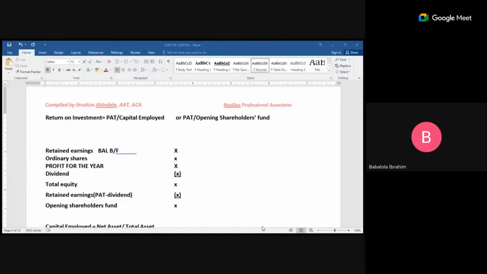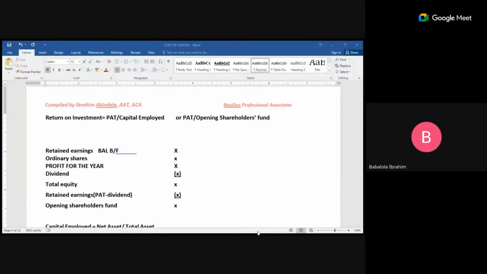Now, there is a profit for the year, which is 2024. There is a dividend declared or paid in 2024, and dividend is always removed. So if you remove the dividend in 2024, definitely you get your total equity in 2024. I'm just using years so that you will understand. So you get your total equity for 2024 because you are working for 2024.